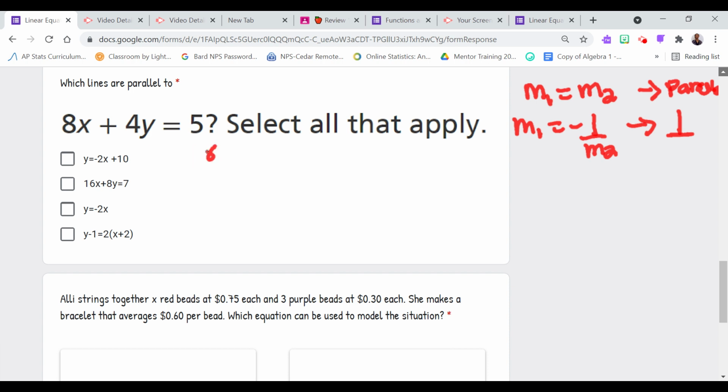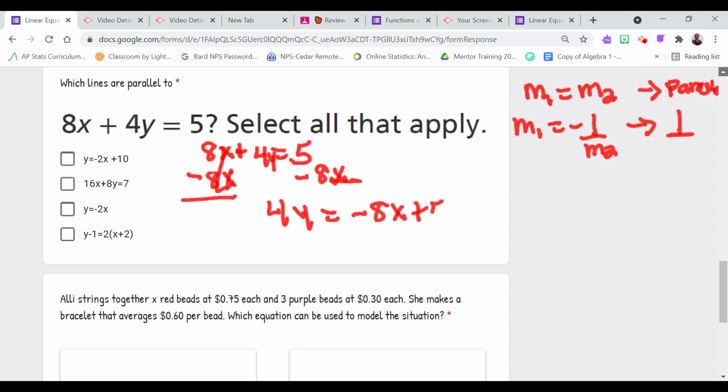So I'm going to start here. Let's just rewrite 8x plus 4y is equal to 5. Oops, I left out my y. We want to get y by itself, so I'm going to start by eliminating the 8x. Let's move that over by doing an inverse operation. We get 4y is equal to -8x plus 5. And then we divide both sides by 4, right, to get that y by itself. So I get y is equal to -2x plus 5/4.